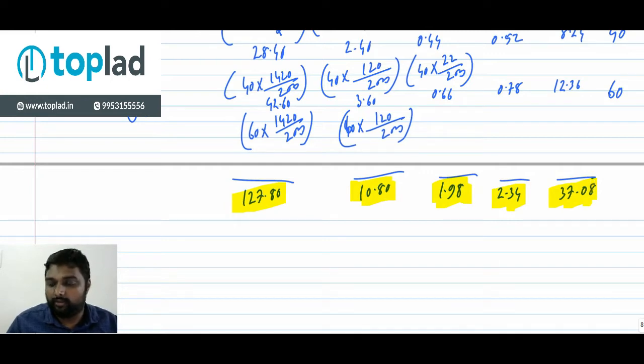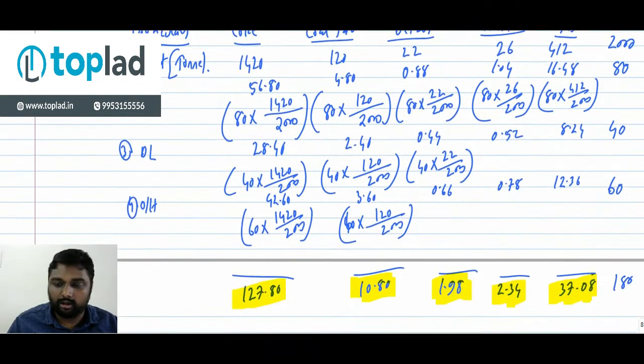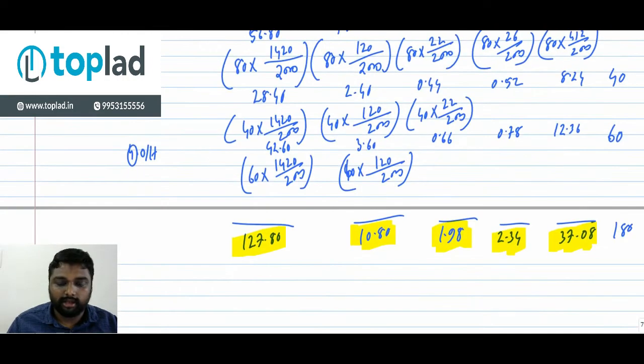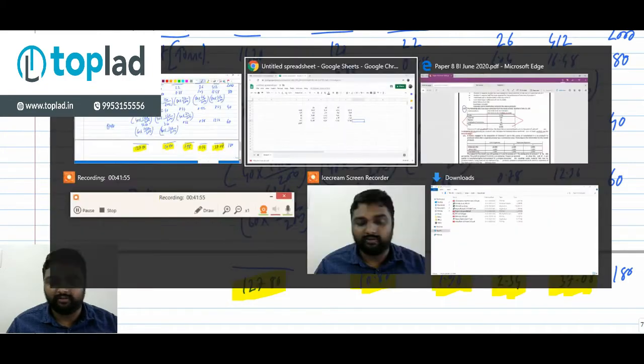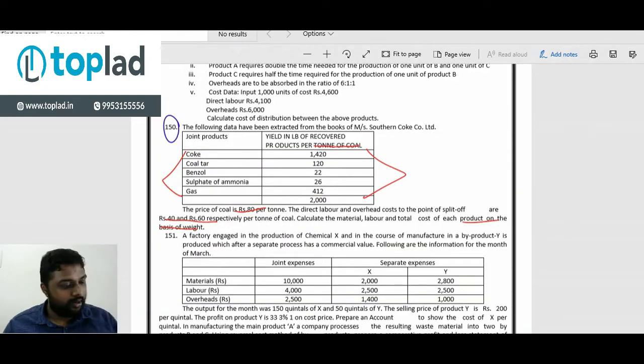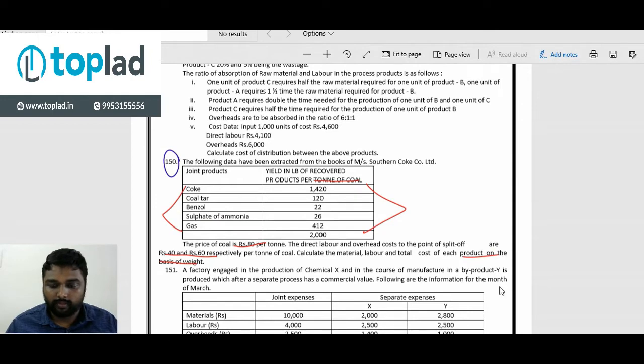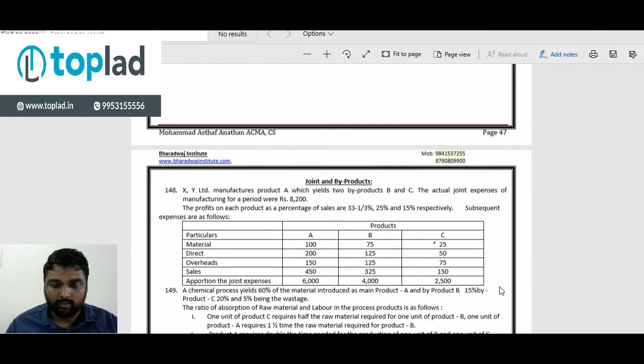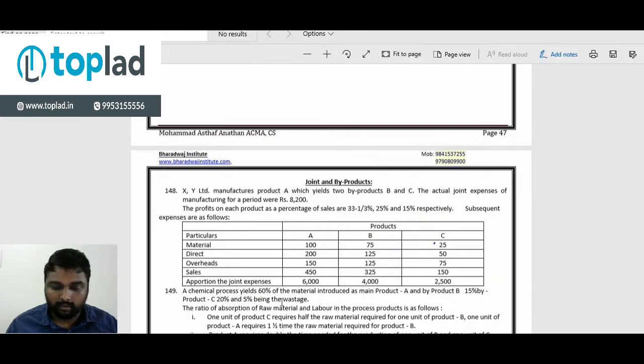Total joint cost will be 180. This has to be apportioned. The total joint cost of 180 is apportioned to all the 5 products on the basis of weight. Very basic question. Now we'll go for another question. Once again I will show you the answer. Question 148.